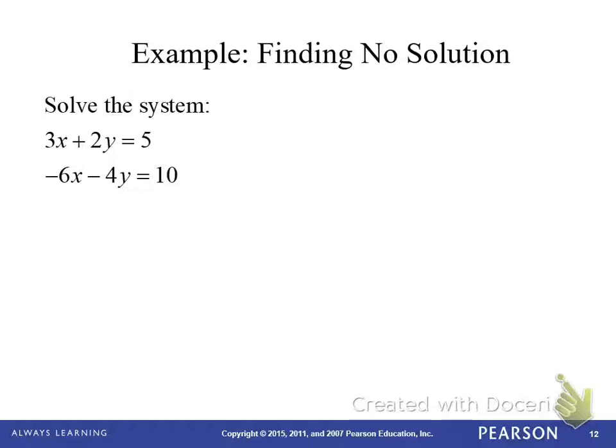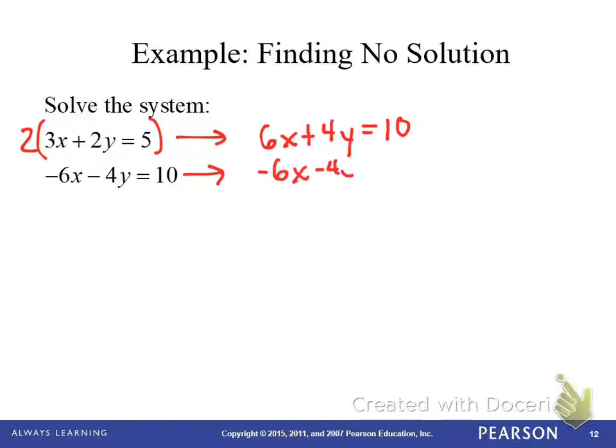So in order to get this one to work, let's go ahead and I'm going to choose to use elimination. And so in this case, I can get my y's to cancel out easily if I multiply the top one by 2. And just leave the bottom one the same. So the top one would be 6x plus 4y equals 10. My bottom will be negative 6x minus 4y equals 10.